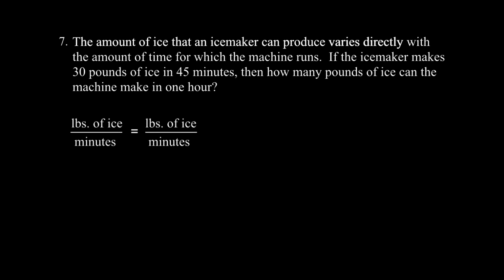So 30 pounds of ice for every 45 minutes, so we put 30 over 45, equals how many pounds of ice? I don't know, so make that x, over, now you can't put 1 because that stands for an hour. Minutes, hours, that's not the same. So you have to convert an hour to minutes. So it would be x over 60.